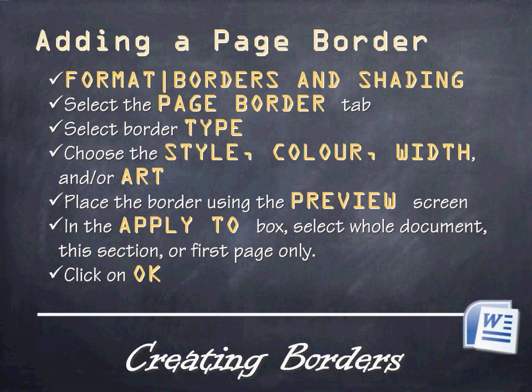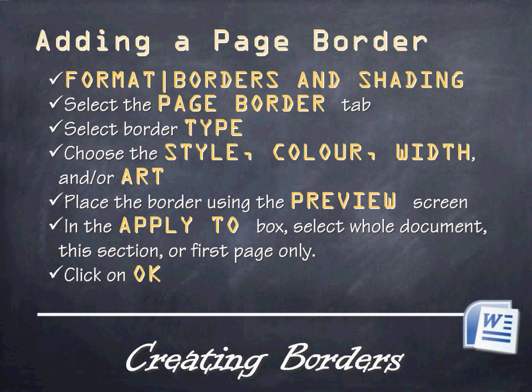Again, choose where you want the border, either top, bottom, left, or right. In the Apply To box, select the whole document, this section, or the first page only. First page only is really good for when you're creating that title page that you don't want the rest of the document being in the border.